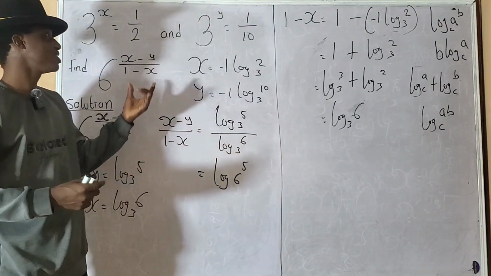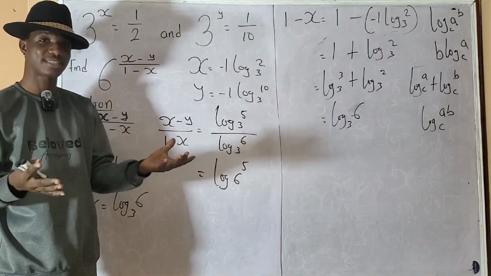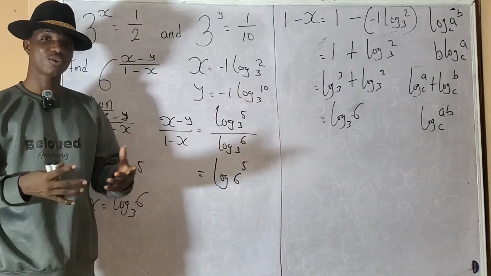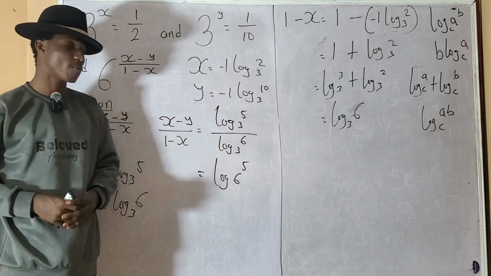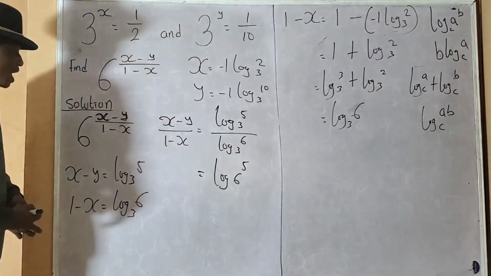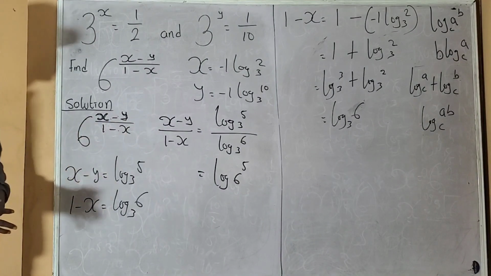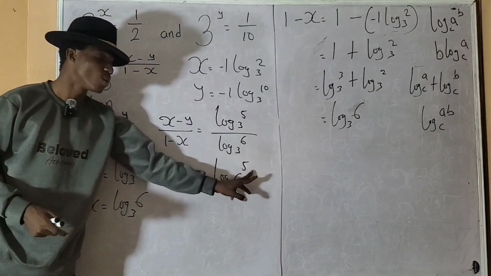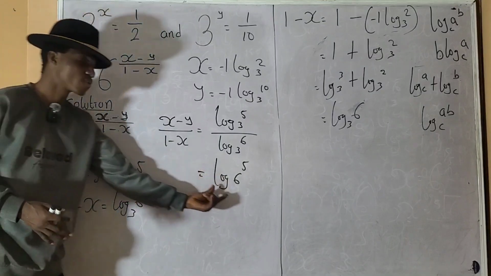We started by changing this initial equation to logarithmic form. Are you getting it? Then we start the application. We first use the quotient law, the product law, we use the sum of a log, the difference of a log, and others. So here, you're going to use the change of base formula. Are you getting it? So here, we obtain log 5 base 6. Now, our goal is to find 6 raised to the power of x minus y over 1 minus x. And we've obtained the quotient of x minus y and 1 minus x as what? Log 5 base 6. So, I'm going to replace this with log 5 base 6.